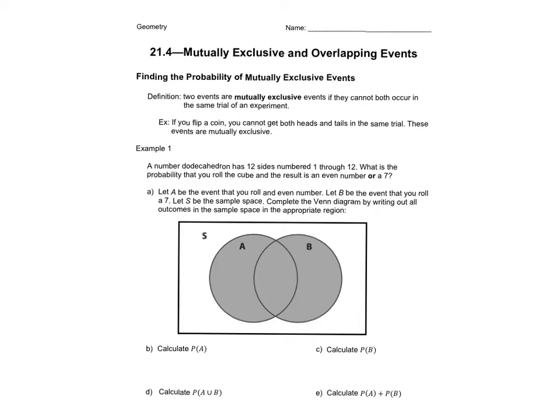So mutually exclusive here, as you can see in the top of the notes definition, events that cannot occur at the same time. So they have no overlap. They're independent from one another.